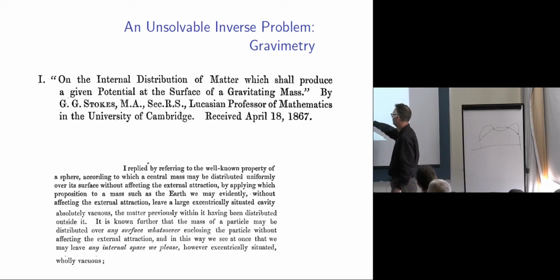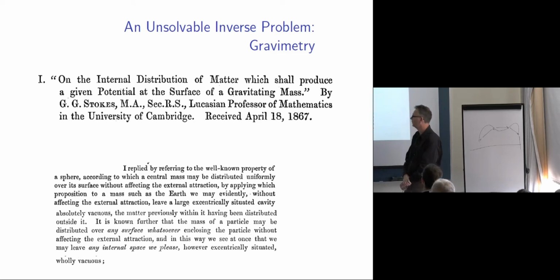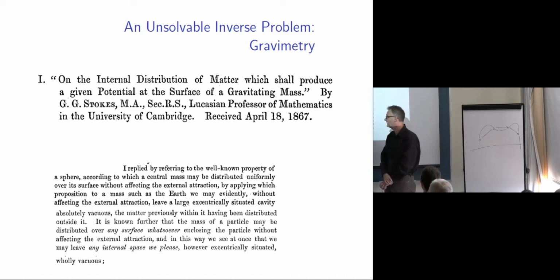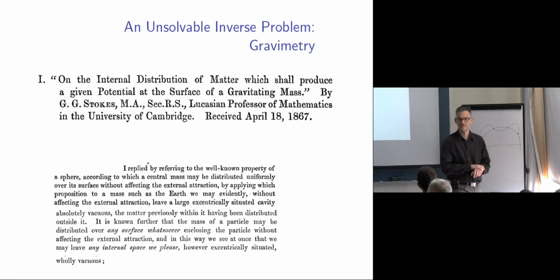It is known further that the mass of a particle may be distributed over any surface whatsoever enclosing the particle without affecting the external attraction. So now he's saying you don't have to do it over spheres. You can do it over potato shapes. And in this way, we see at once that we may leave any internal space we please, however eccentrically situated and however weirdly shaped, wholly vacuous.